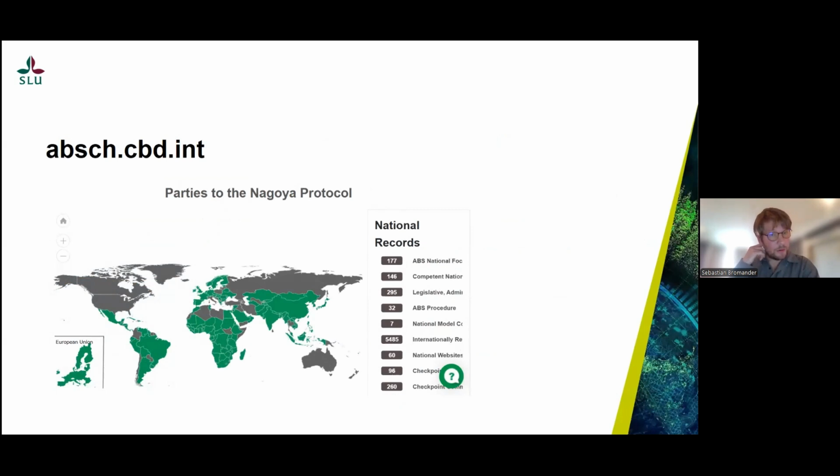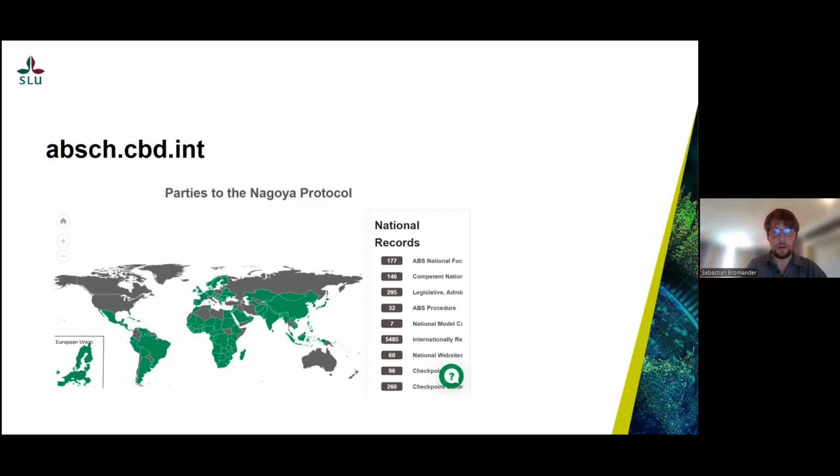Yeah, if I were going to start from scratch with this, and I had no other way to find out what the rules are in this specific country where we get the material from, I would start here. This is the platform for the Nagoya Protocol, ABSCH, which stands for ABS Clearinghouse. It's a kind of clearinghouse, and you see a map there where all the green countries are members of the Nagoya Protocol.